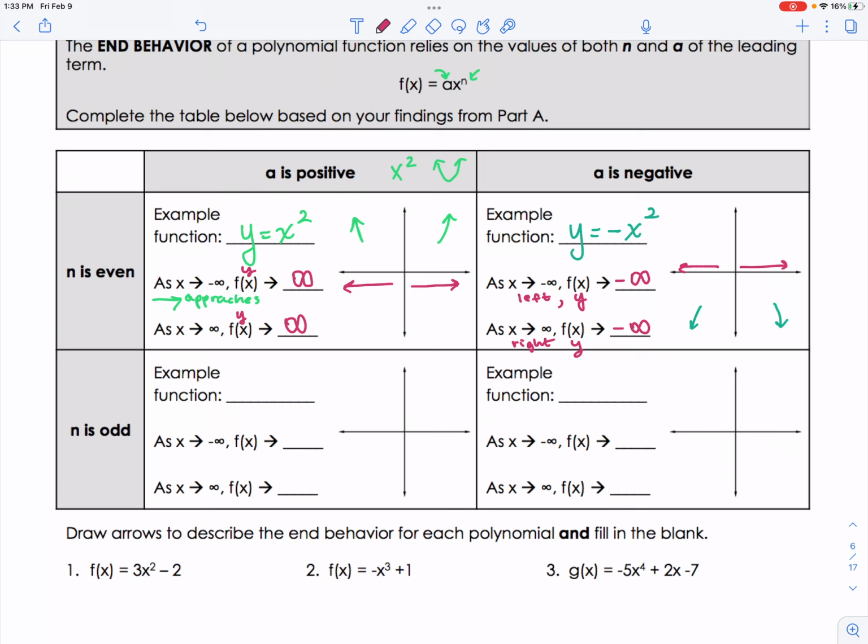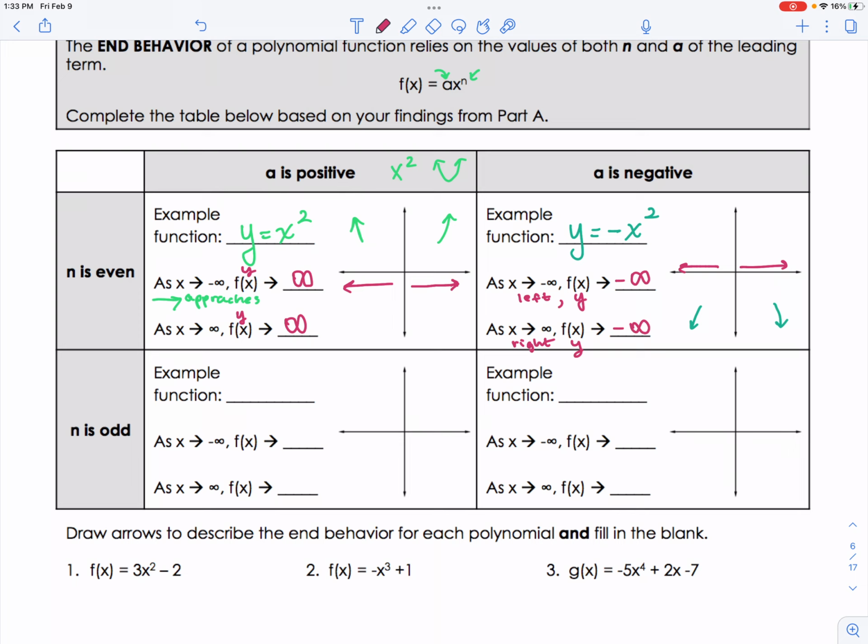Now, what happens if it's odd? If we use our y equals x to the third, and again, I like to use y equals x, so let's go ahead and use y equals x. Again, this is something that we're used to. Y equals x, we know that. That's a line. That means that if I have a line with a positive slope, we want to be going up from left to right. What's happening in between, I don't know.